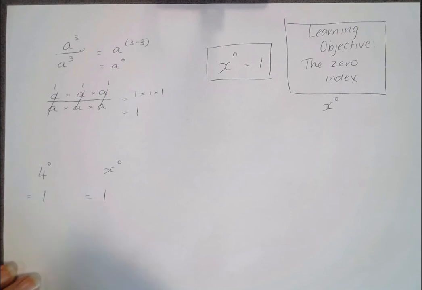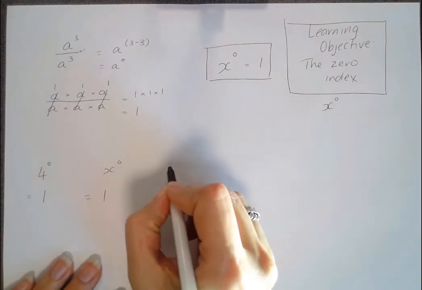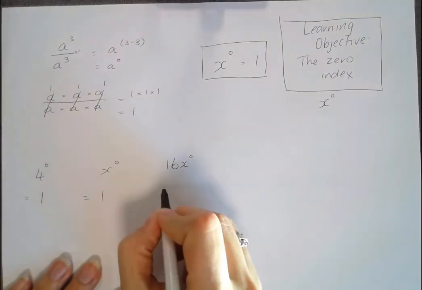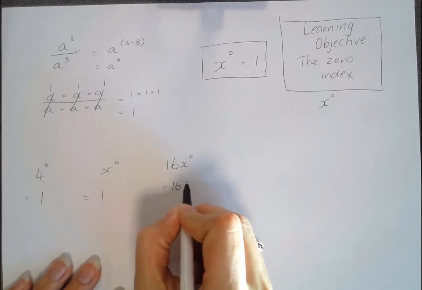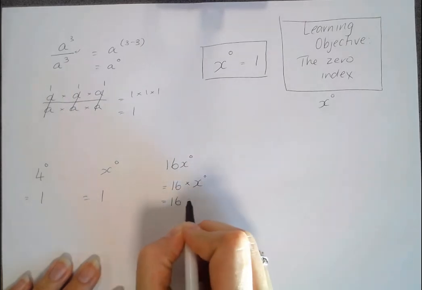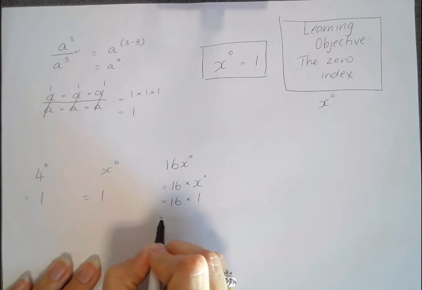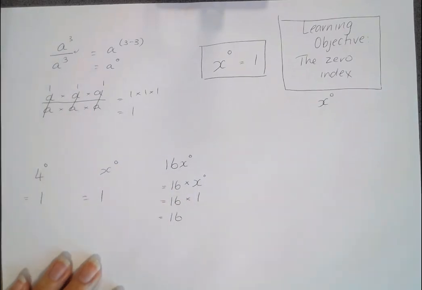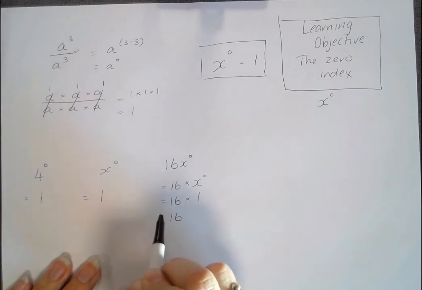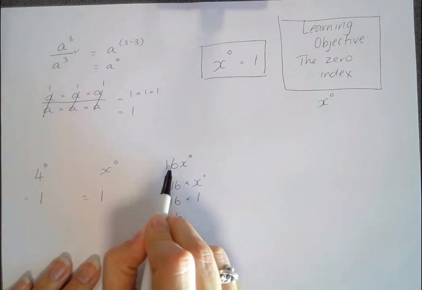And this is where things get a little bit more difficult. If we say 16x to the power of 0, what we're really saying here is 16 times x to the power of 0. So that's saying 16 times 1, which is 16. So just because suddenly we know that everything to the power of 0 is 1, we can't just ignore this 16.